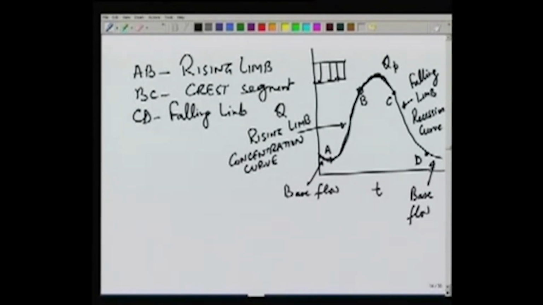The direct runoff hydrograph would be, very simply, one method of separating the base flow is we join A and D. So the curve ABCD would be the direct runoff hydrograph, DRH, and it is also conventional to show not the total rainfall here. Instead of showing the total rainfall, we would show only the effective rainfall, and the effective rainfall would look like this.